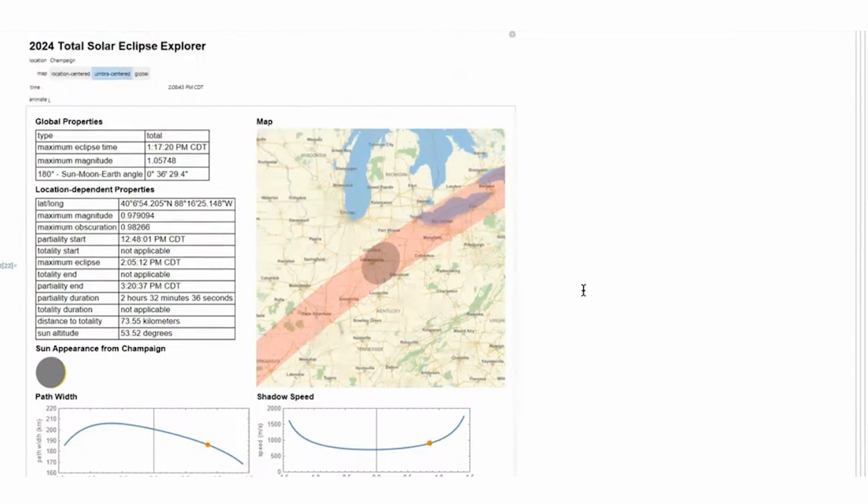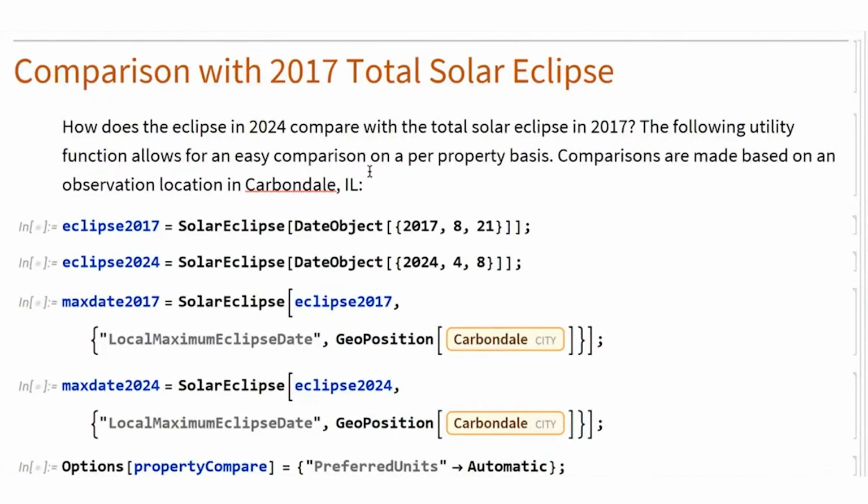So I encourage everybody to play around with this, but there's a lot of information here, so make sure you've got a nice good sized screen so that you can see everything. And now I am going to compare this. I mentioned comparing earlier. That was more of a numerical approach, but now we want to compare the 2024 eclipse to the 2017 eclipse. How do they compare to each other?